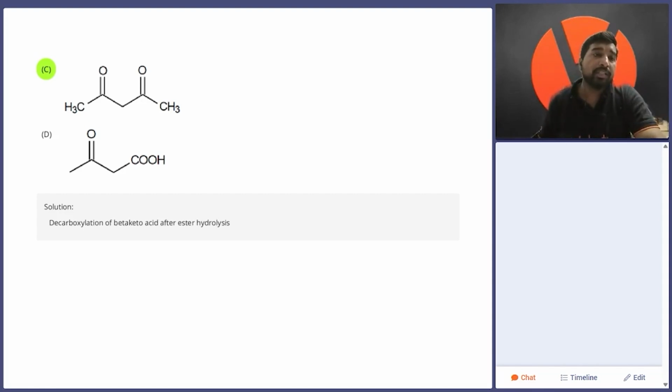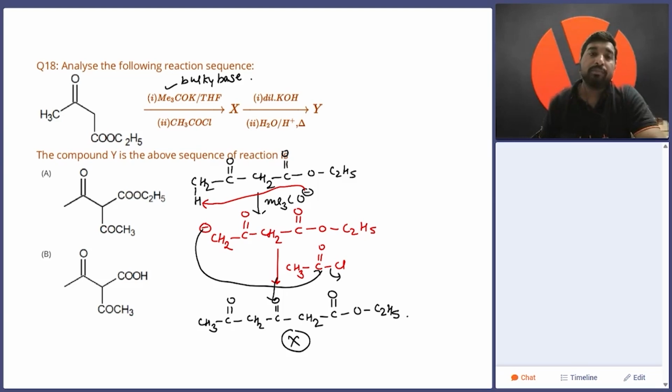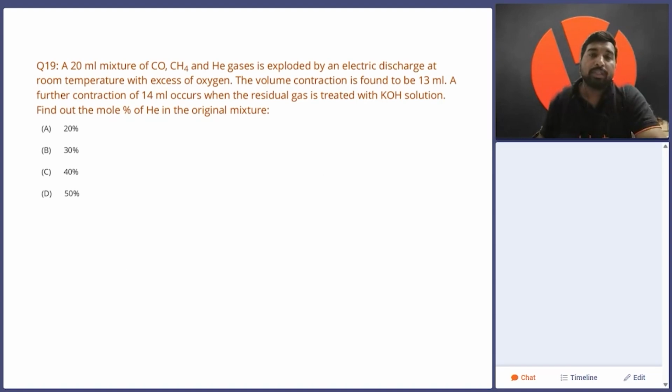Now come to the 18th question. Come to discuss question number 19. A mixture of CO, CH4 and He is exploded by an electric discharge at room temperature with excess of oxygen. The volume contraction is found to be 13 ml. A further contraction of 14 ml occurs when the residual gas is treated with KOH. Find out the mole percent of He in the original mixture. So the original mixture is 20 ml.